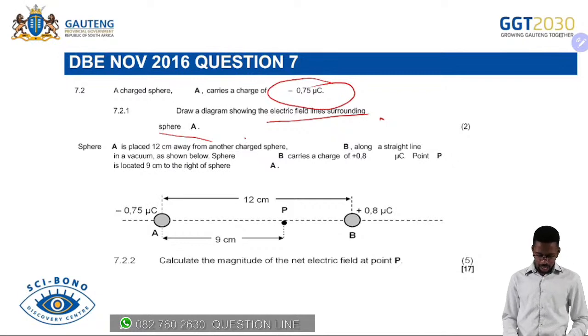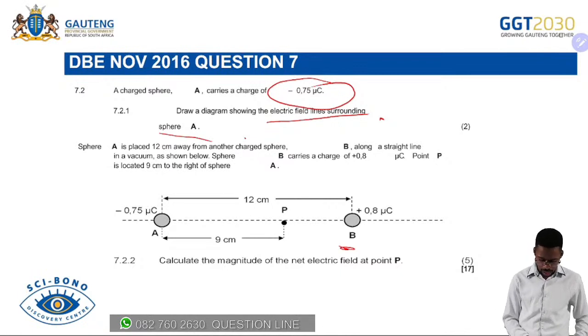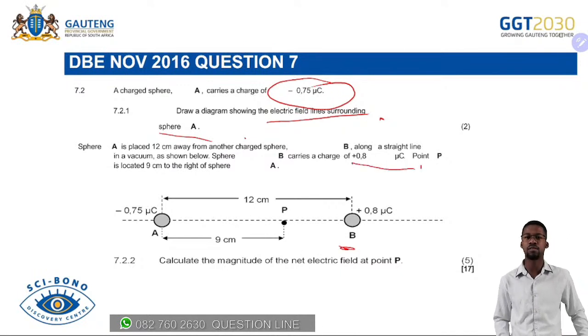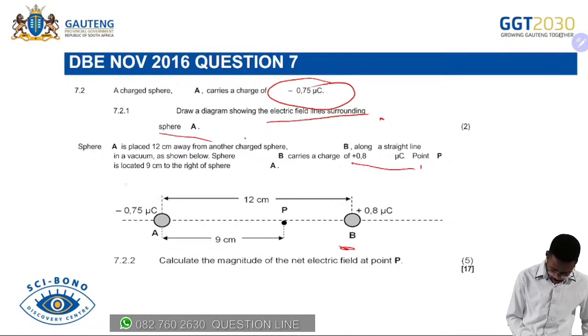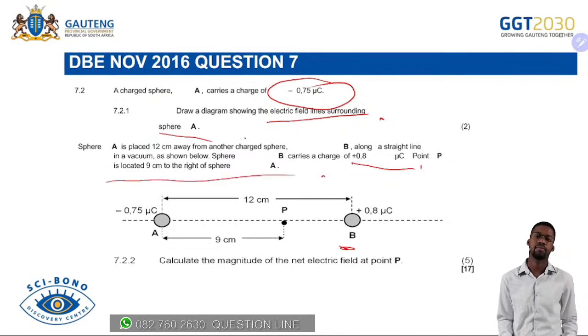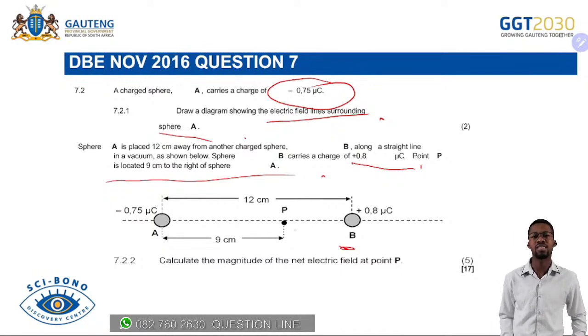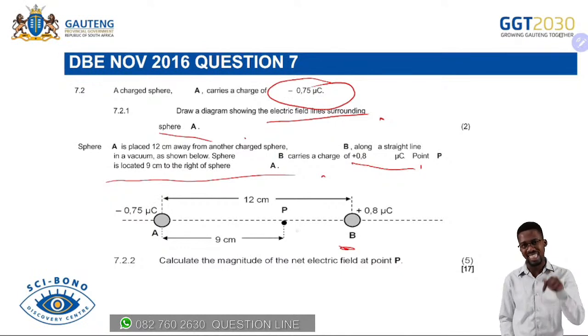And then it says sphere A, the very same sphere A, is placed 12 centimeters away from another charged sphere. Here is that charged sphere, plus 0.8 times 10 to the power negative 6 coulomb, along a straight line in a vacuum as shown below. Sphere B carries a charge of plus 8 times 10 to the power negative 6 coulomb. Point P is located 9 centimeters to the right of sphere A. So we're having a scenario here.